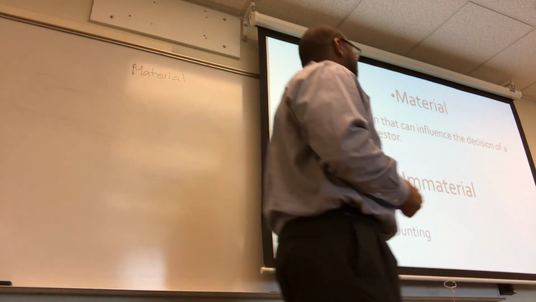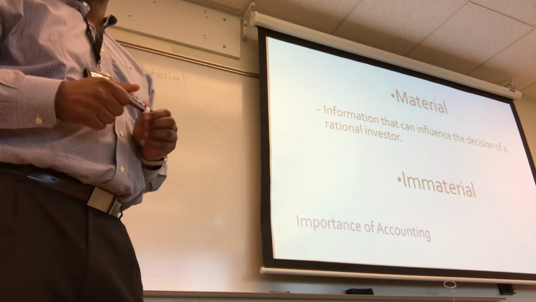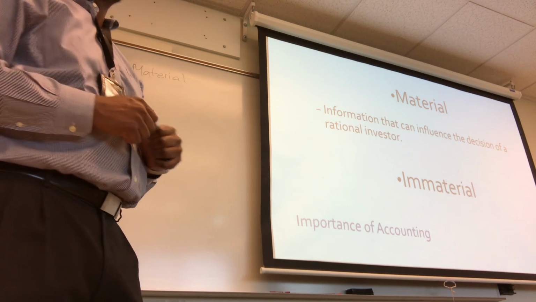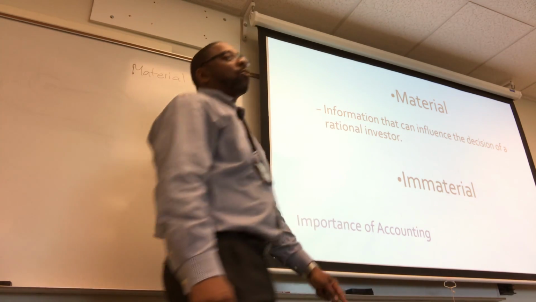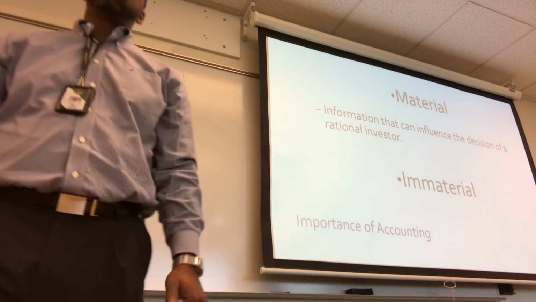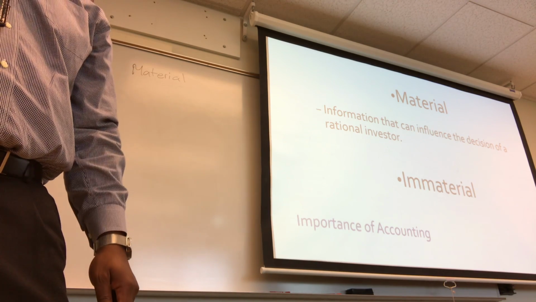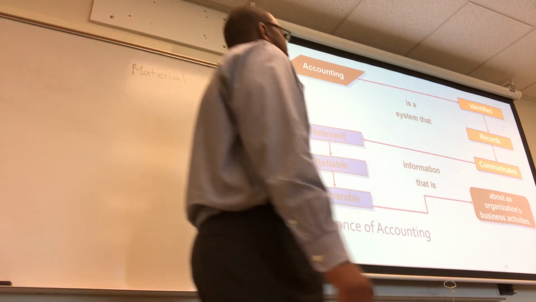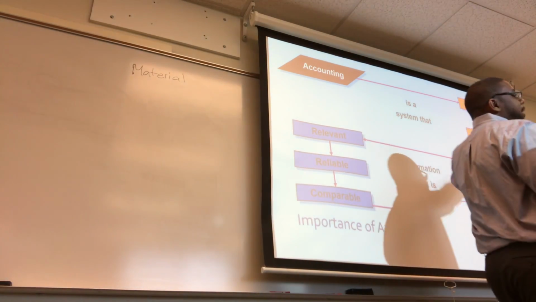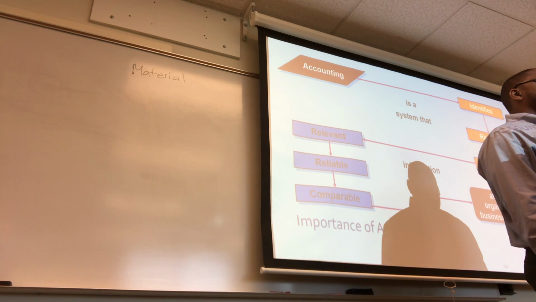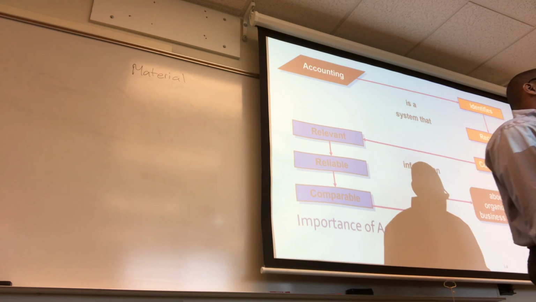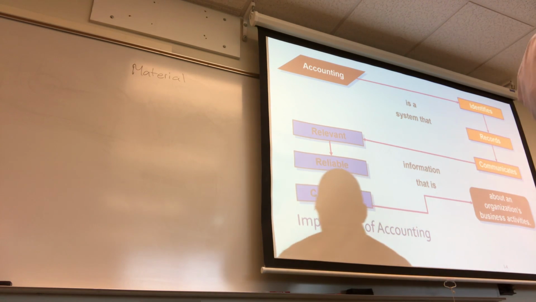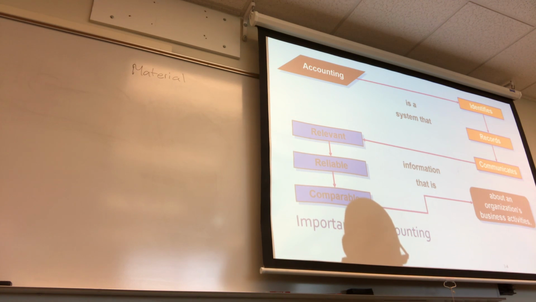If information is not material, then we classify it as immaterial. Immaterial is information that cannot change or influence the decision of a rational investor. So what we're identifying is whether information is material or immaterial. Material information gets recorded, immaterial information gets filed. We keep it for a later day.